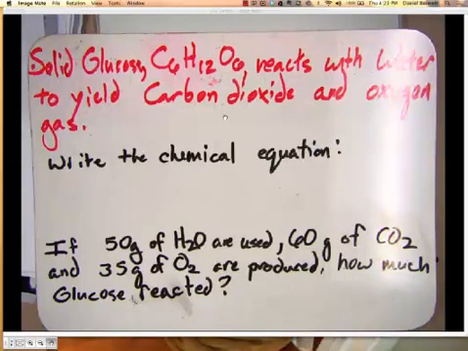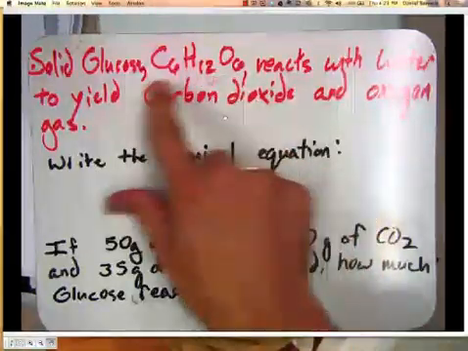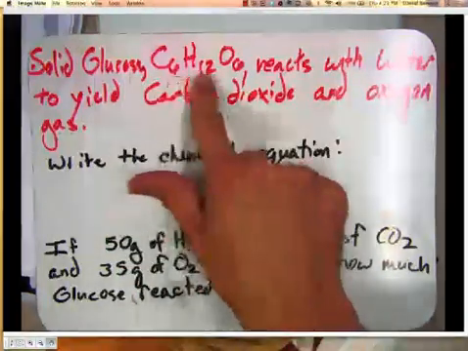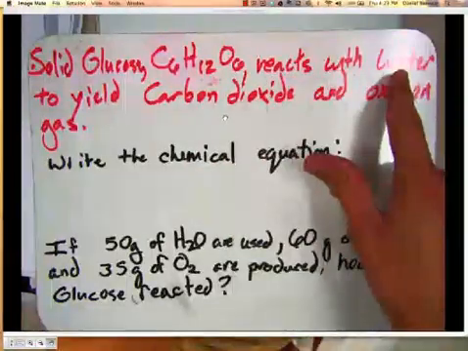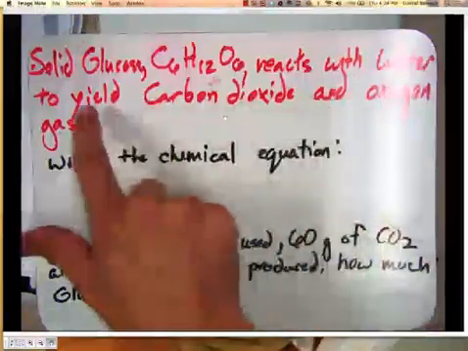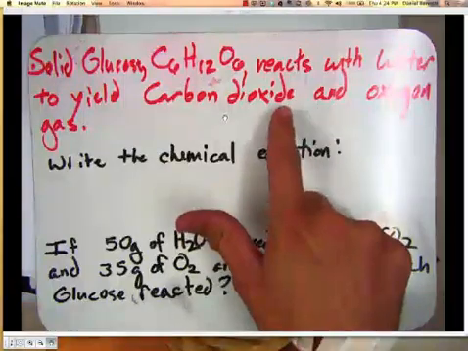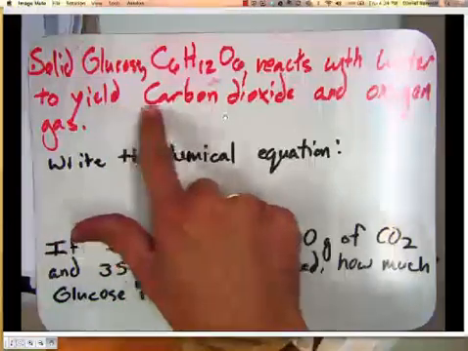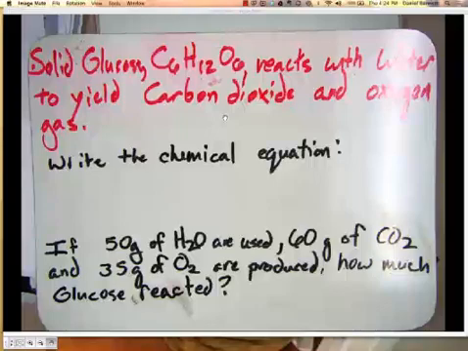Here's our equation. We have solid glucose. Here's our formula for glucose. So they tell us it's a solid. This is the name of the substance written out, and then this is the actual formula in the parentheses. That reacts with water. Now they didn't tell us the formula for water because that's one of the formulas we're supposed to know. To yield carbon dioxide, again, a formula we're supposed to know. Yield, by the way, means to produce. So they're producing carbon dioxide and oxygen gas. So we want to write the chemical equation for this.